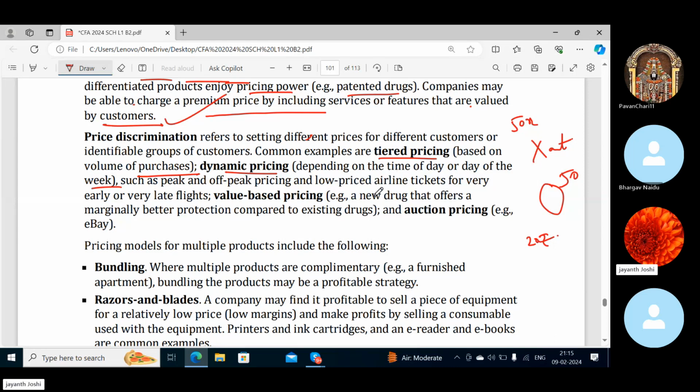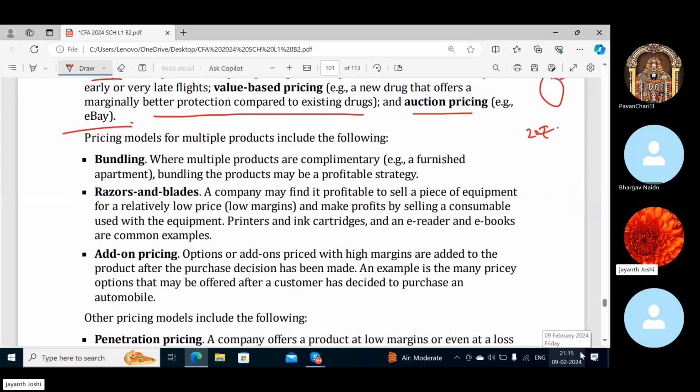Then value-based pricing, for example a new drug that offers marginally better protection compared to existing drugs, and auction pricing, for example eBay. They auction the products and then sell them at lower prices. Pricing models for multiple products include the following. So again, if you want to price your goods and sell in the market, you should have some model. You should have some knowledge.